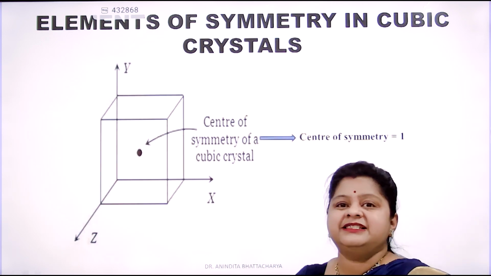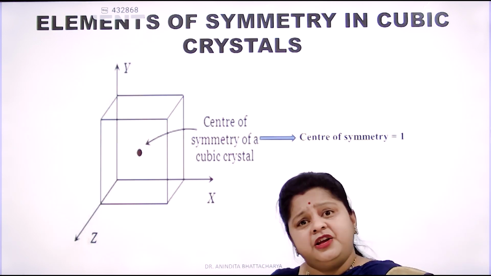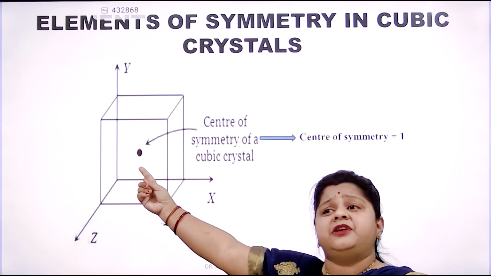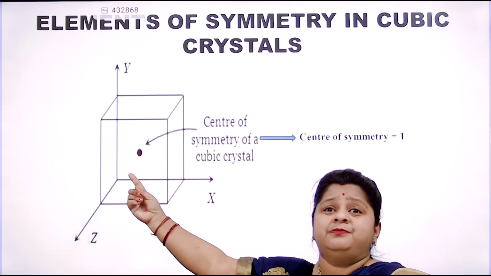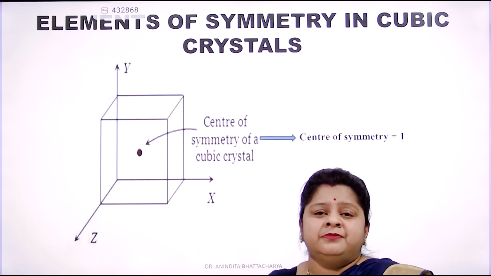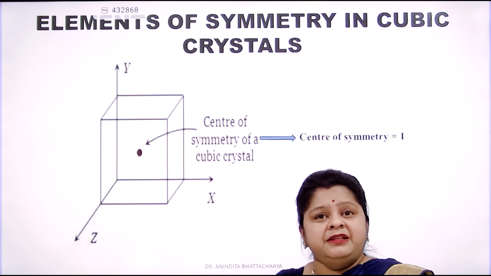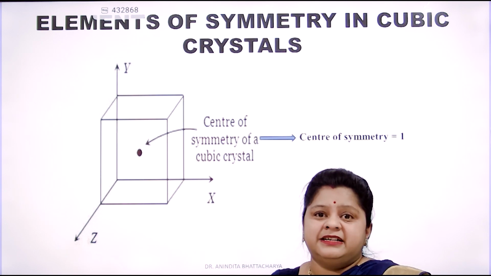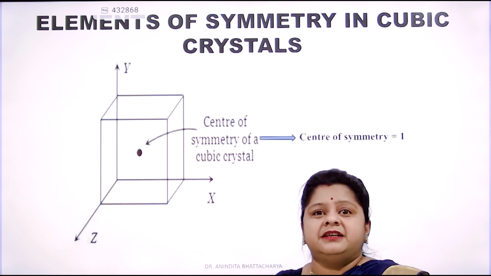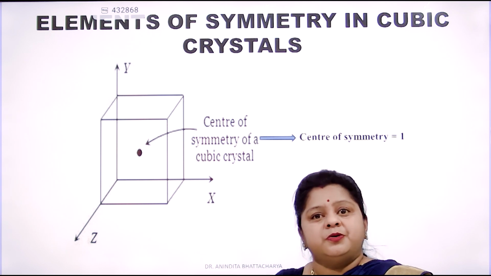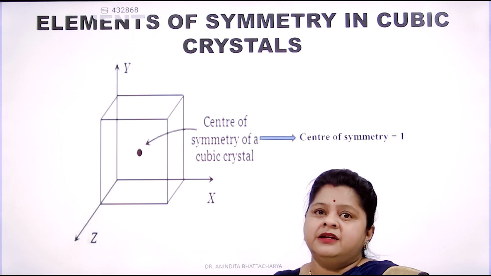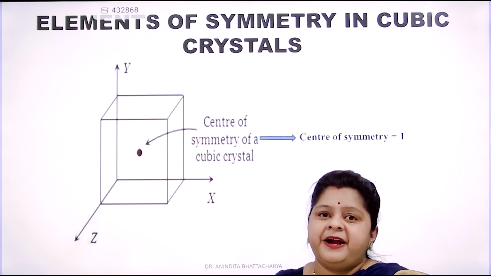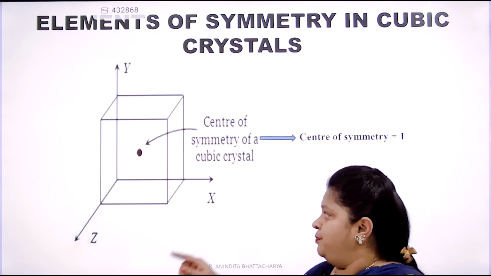Next is the center of symmetry, which I told you is the only one that is possessed in the center of the crystal, in the heart of the crystal. That is always 1. So total elements of symmetry in a cube: 9 plus 13, that makes it 22, plus 1, 23 elements of symmetry are present in a simple cube.